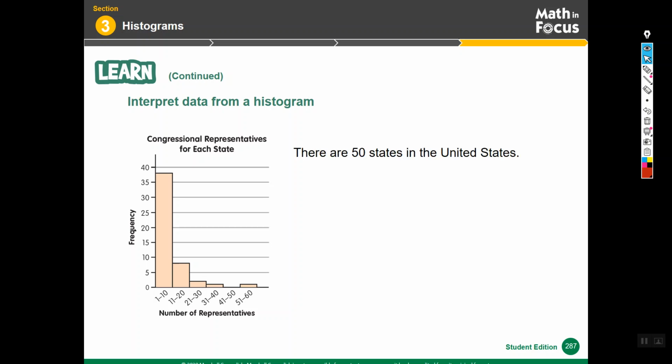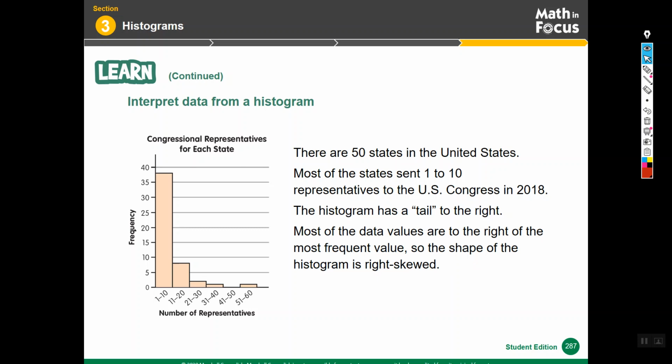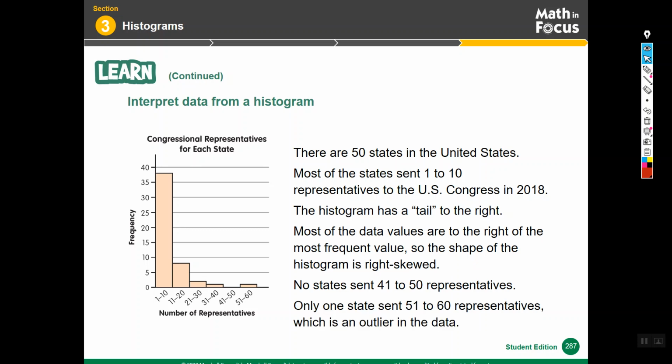So there are 50 states in the United States. Most of the states sent 1 to 10 representatives to the U.S. Congress in 2018. The histogram has a tail to the right, so this data is right skewed, right? Most of the data values are to the right of the most frequent value, so the shape of the histogram is right skewed. No state sent 41 to 50 representatives, and only one state sent the largest amount, 51 to 60 representatives.